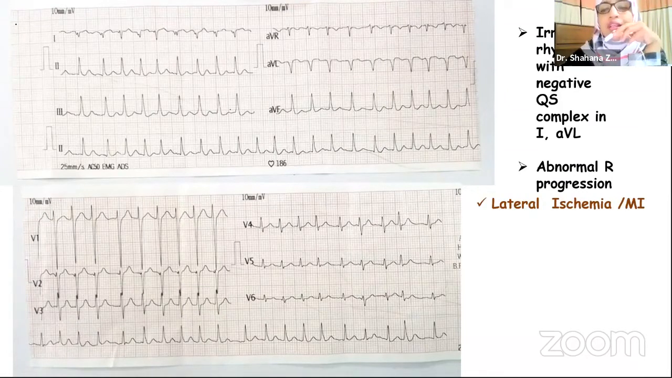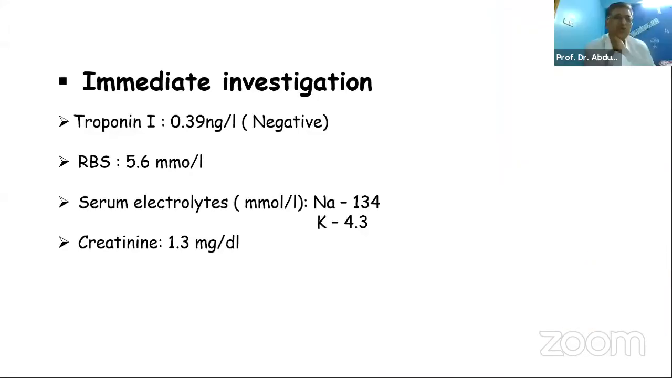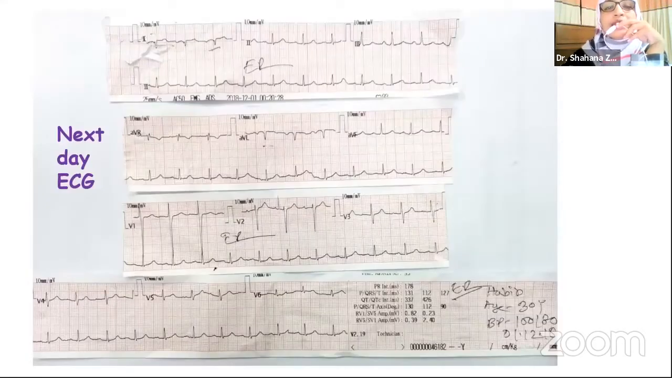Our options are lateral ischemia or myocardial infarction, or dextrocardia, but here AVR is negative. Then whether it is dextro position or incorrect lead placement; the last two should be taken into consideration. Immediate investigations were done, and troponin I was negative, and blood sugar, serum electrolytes and creatinine were normal. On the next day's ECG, the patient reverted to sinus rhythm.